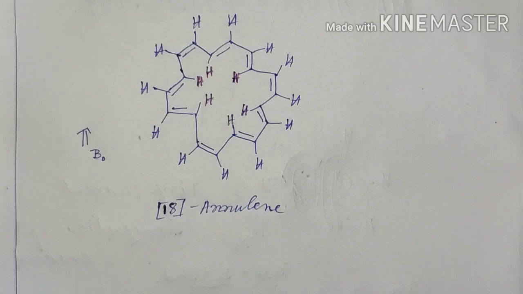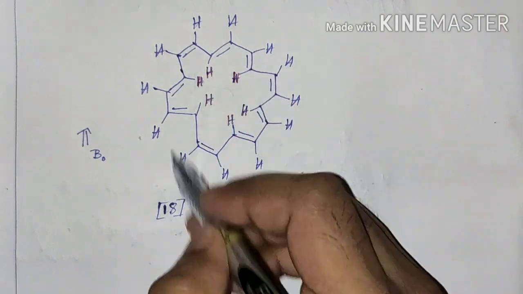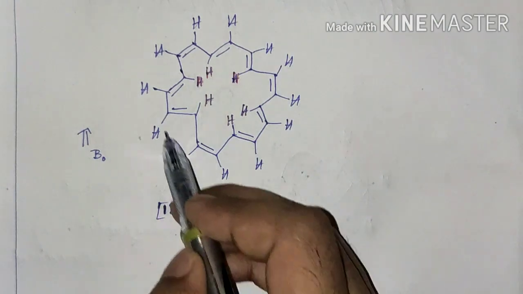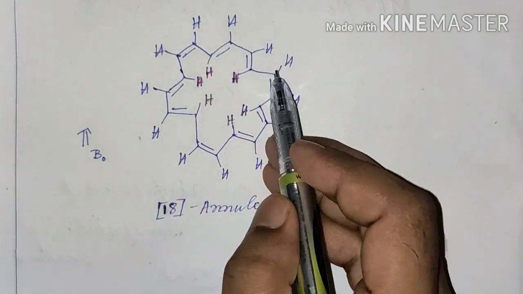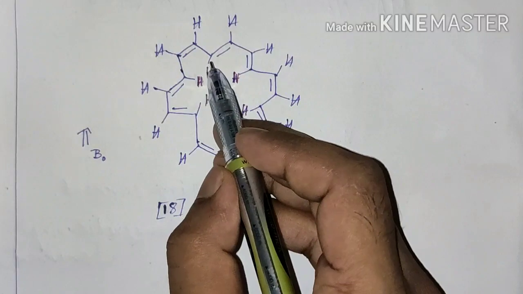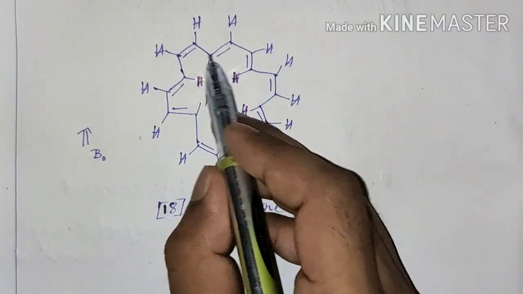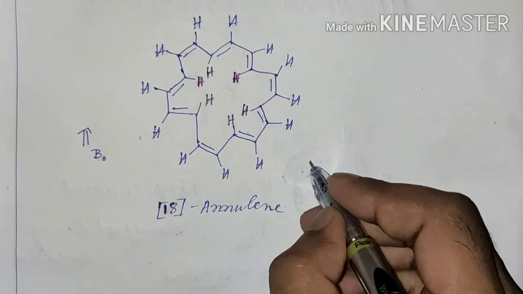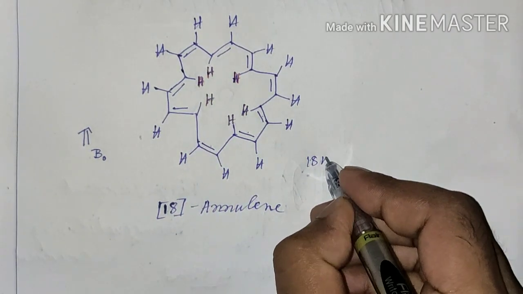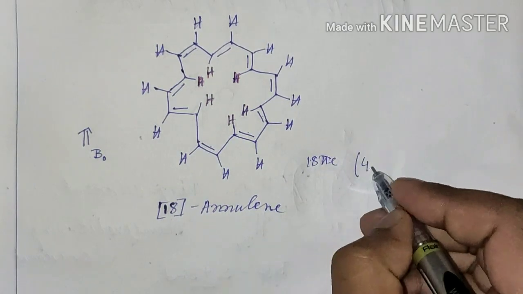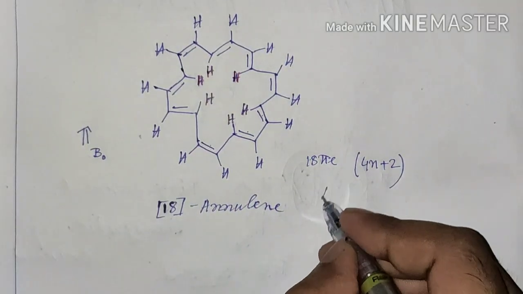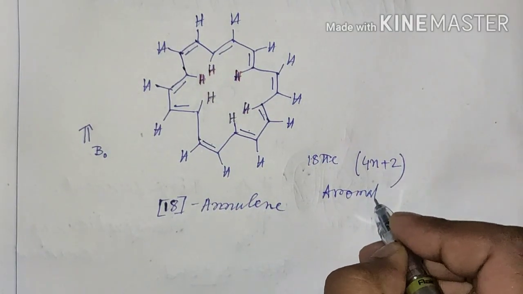Now let us understand this concept with some other example. It is [18]annulene. As we can see, if you count, there will be 18 carbon atoms in the ring, and if you count the pi bonds, you can see 1, 2, 3, 4, 5, 6, 7, 8, 9, that means 9 pi bonds, that means 18 pi electrons, and it follows the 4n plus 2 rule, and it is cyclic and conjugated, so the system is aromatic.